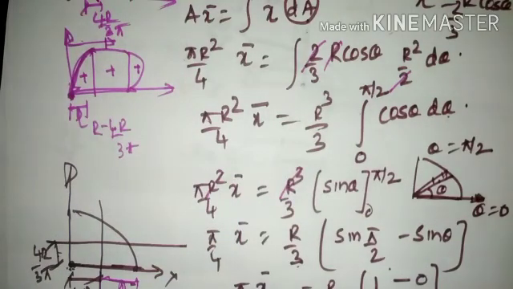So this is how we are supposed to derive the centroid for the quarter circular section.